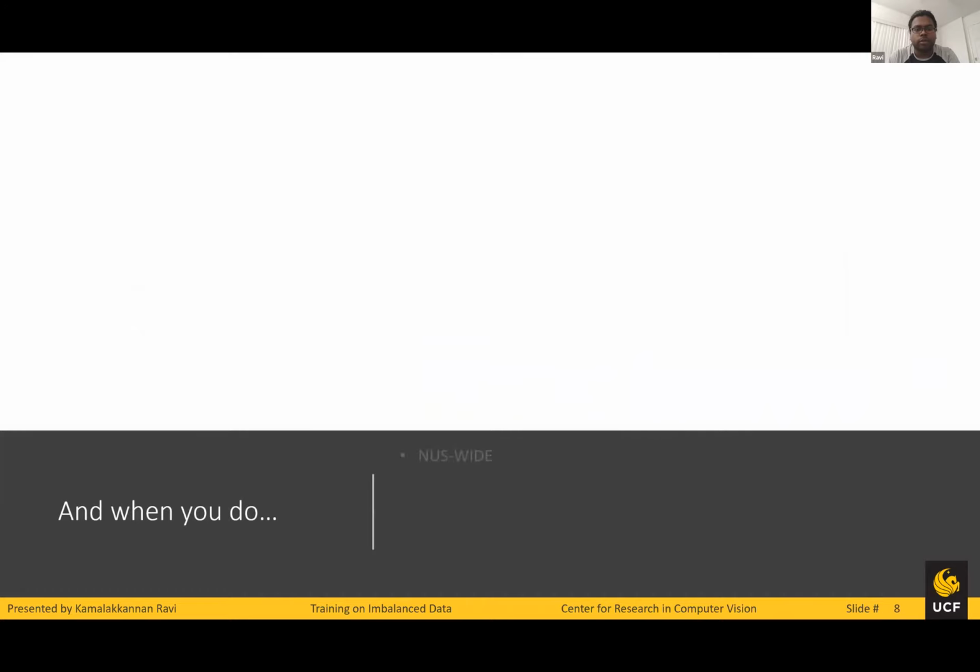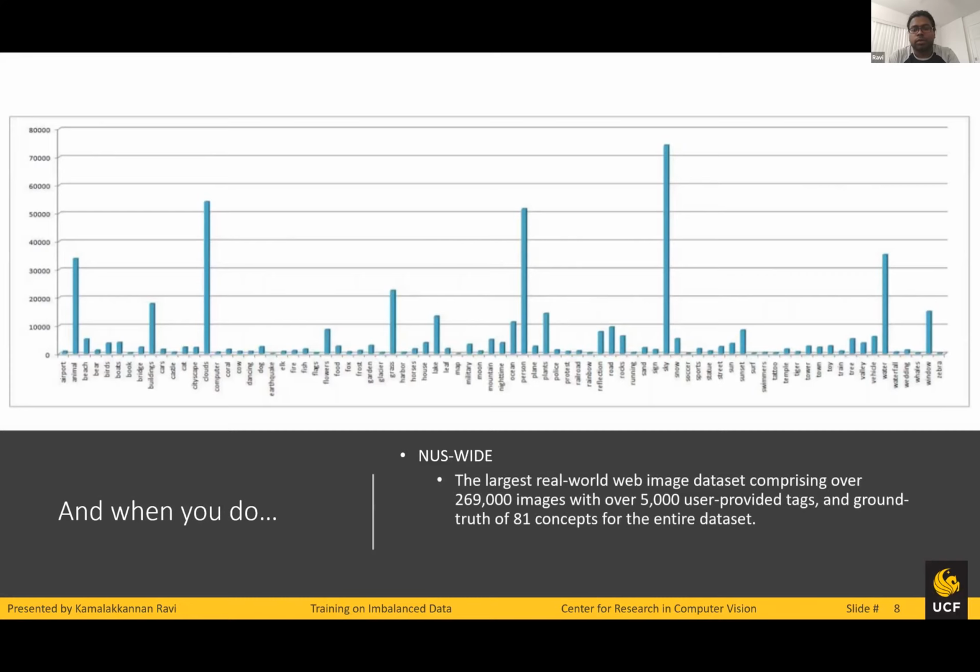And we go to images. One such example is the NUS-WIDE data set. It has more than 5,000 user-provided tags and close to 250,000 images. However, if we take the ground truth, there are 81 classes. Within those 81 classes, there are a varying number of samples, as we see in the histogram above. Some classes have a few hundred examples, and some have more than 80,000 samples. So there is a huge disparity between the minority and majority classes.